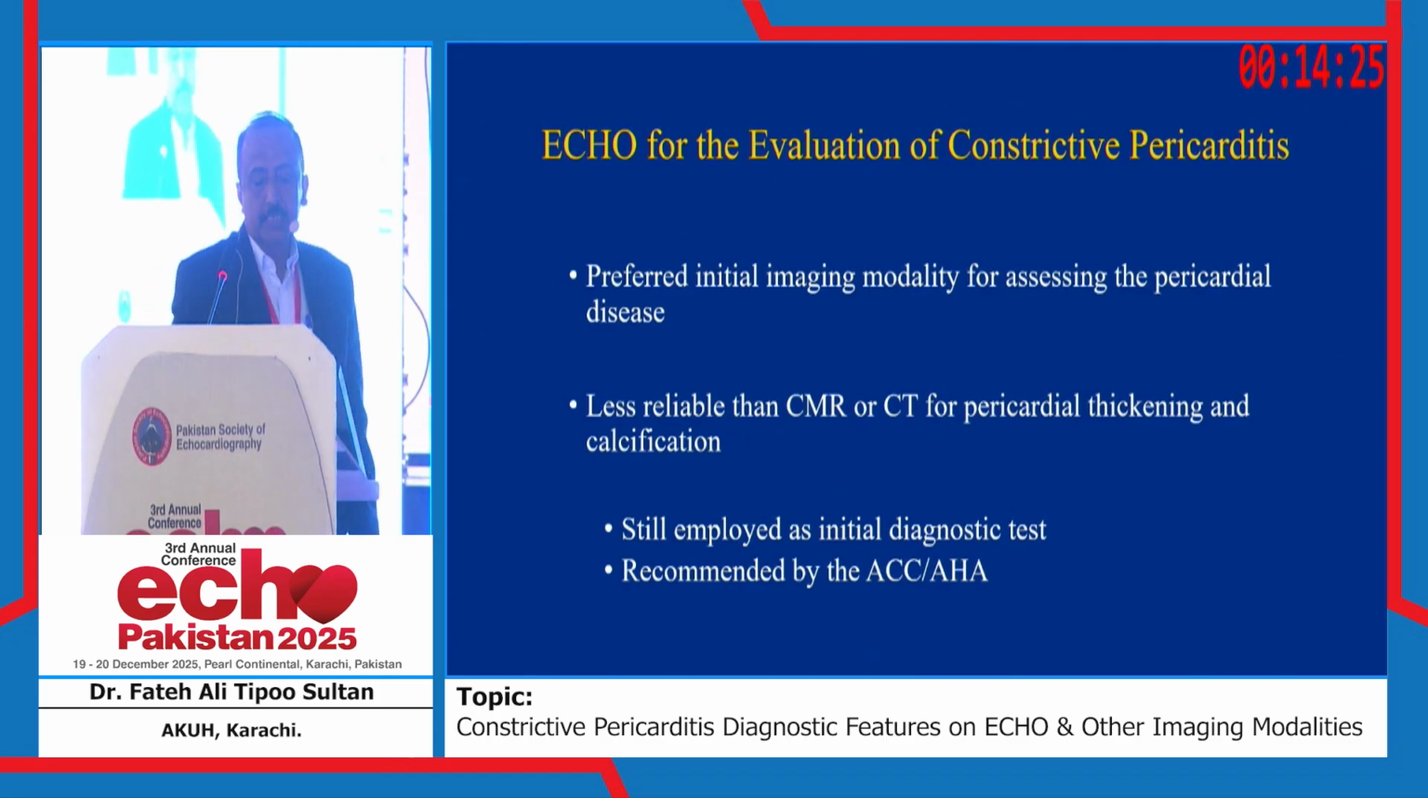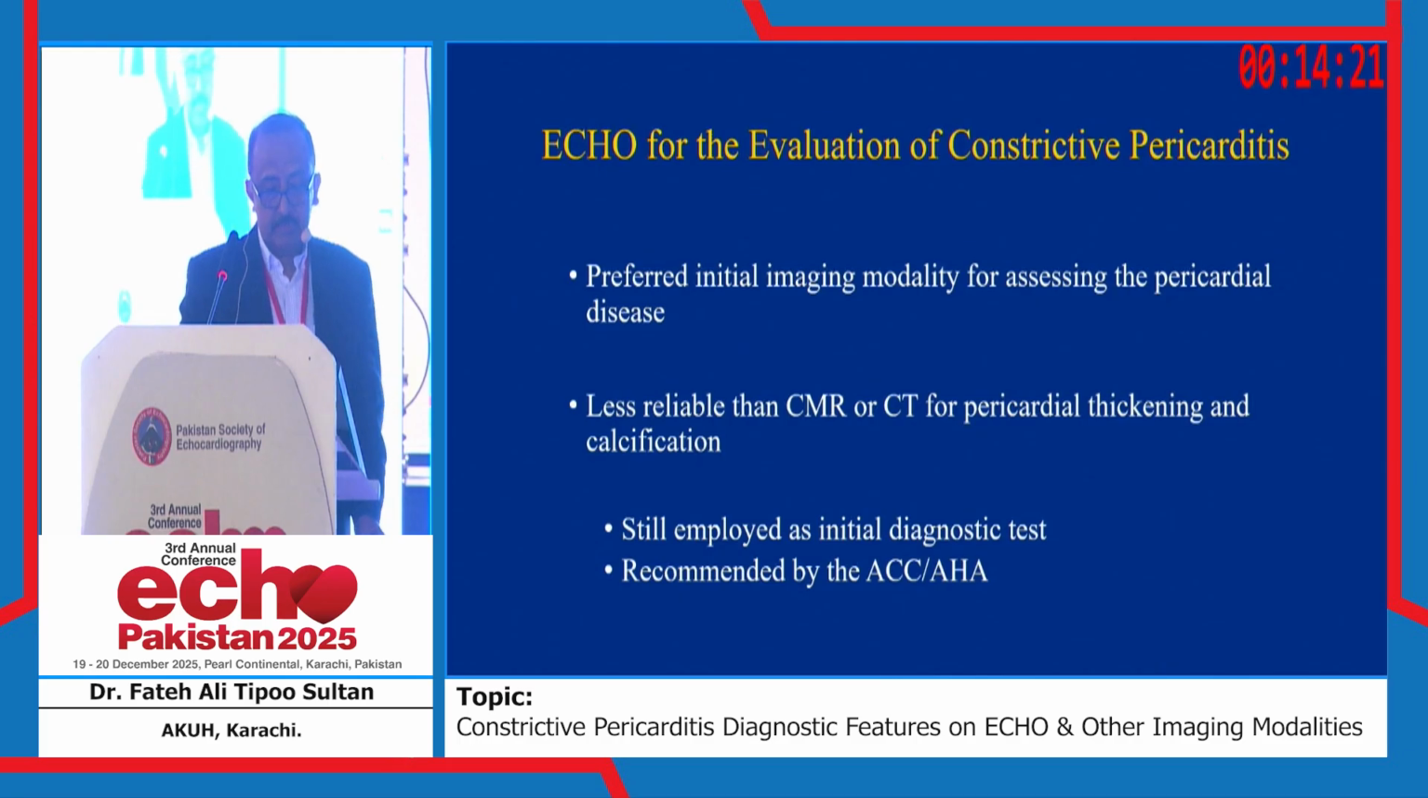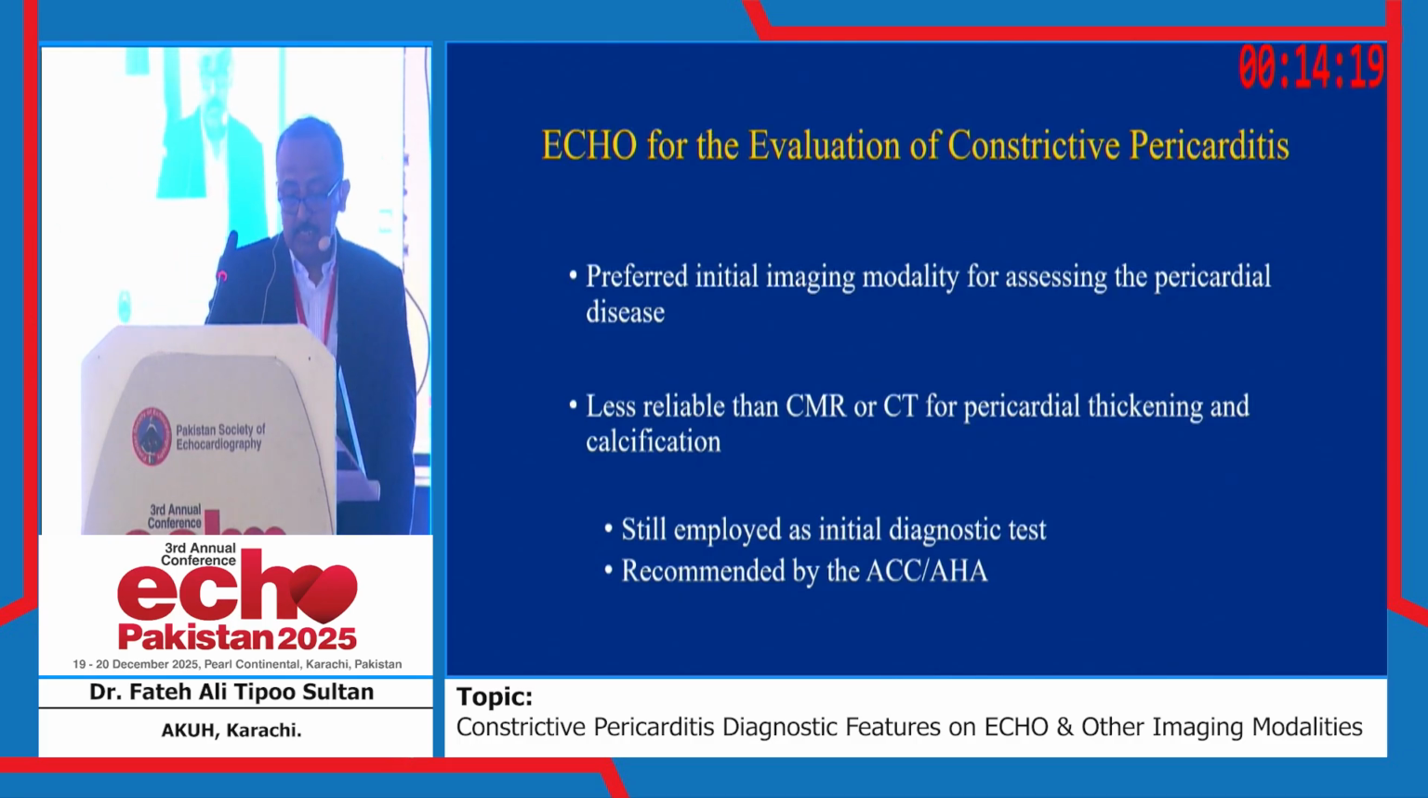Echo is the preferred initial imaging modality for assessing the pericardial disease, and however, it's less reliable than CMR or CT for pericardial thickening and calcification. However, it's still employed as an initial diagnostic test, and it is recommended by the ACC-AHA.